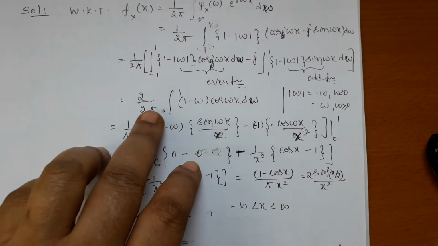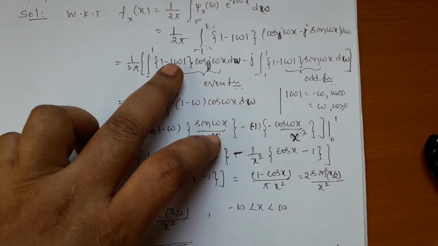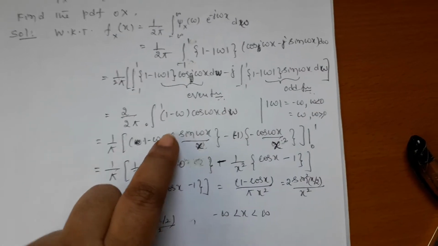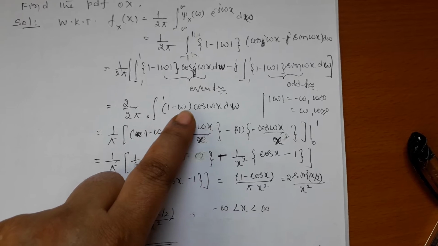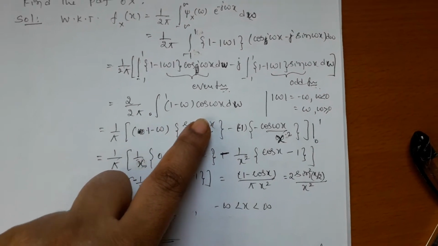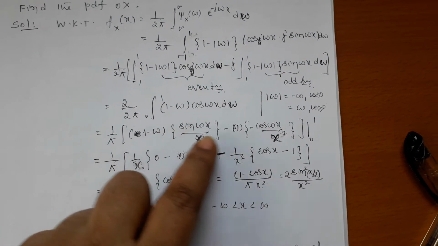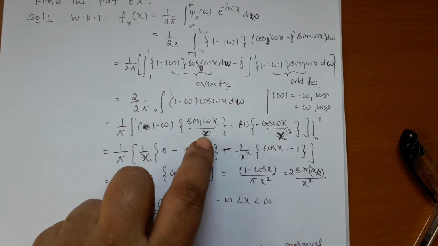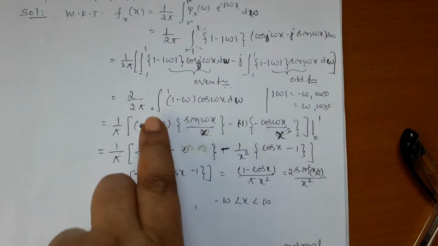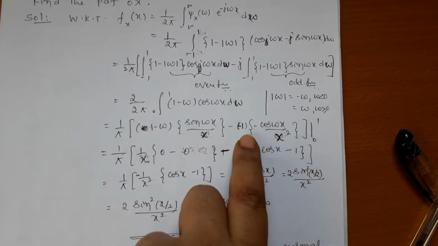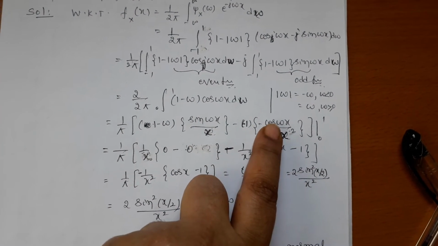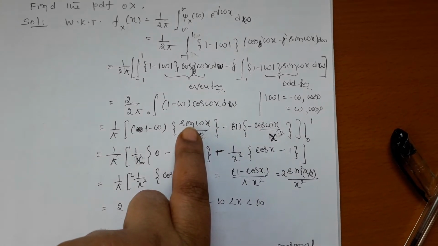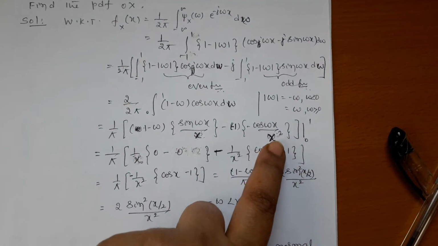Therefore, we get twice 2 by pi, 0 to 1. Modulus is nothing but minus omega for omega less than 0, omega for omega greater than 0. Therefore, what we get is 1 minus omega cos omega x d omega. Then evaluate using the UV rule: 1 minus omega into the integration of cos, which is sin omega x by x. What is the derivative of 1 minus omega? It is minus 1, and again I have to integrate, and the integration of sin is minus cos omega x by x square.